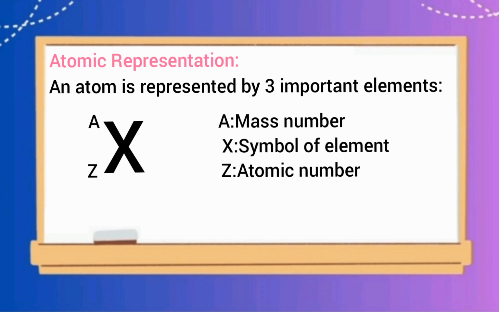Let's go to the atomic representation. An atom is represented by three important elements: X, A, Z. A is the mass number, X is the symbol of element, Z is the atomic number.